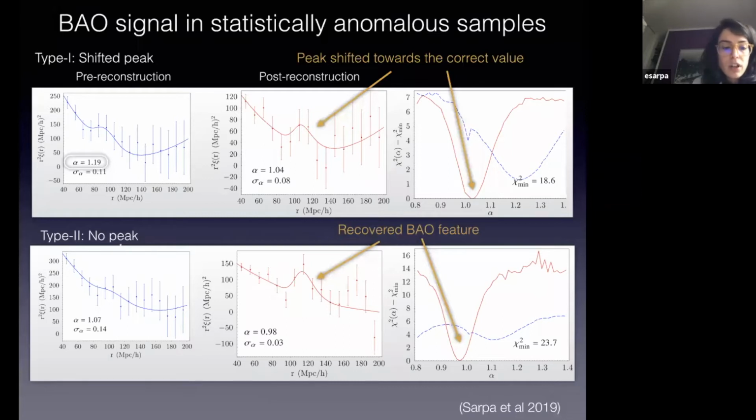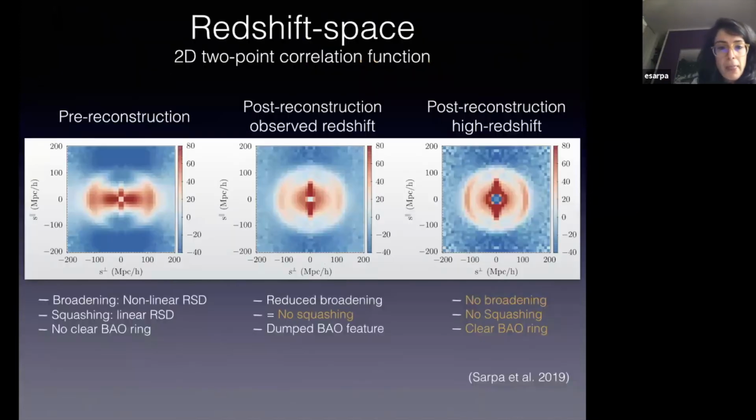The second type of anomalous mocks are the mocks that don't show any BAO signal. On the bottom left, you see that there is no clear BAO feature, while after reconstruction, the BAO peak appears close to the expected position. This is even more visible looking at the chi-square distribution. Before reconstruction, the chi-square distribution was showing either no peak or a bimodal distribution, and after reconstruction, we had a single peak centered at the expected position. So those were the results in real space.